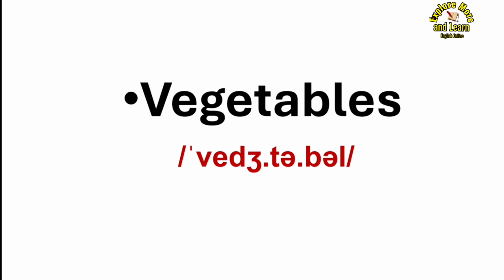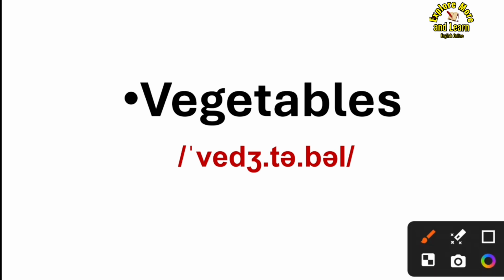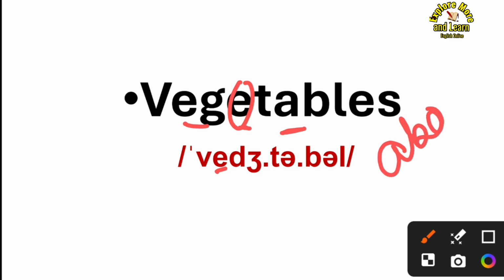Vegetable. So here you notice letter E has a sound. Okay. Veg. We don't have "veggie-table". No. Veg. Okay. Keep it silent. Veg. And letter A has a sound like we have in "about".